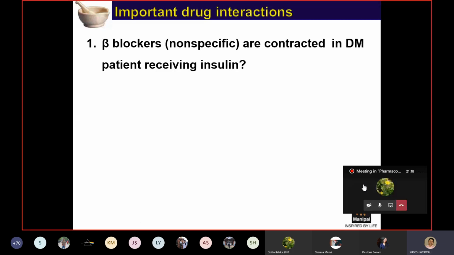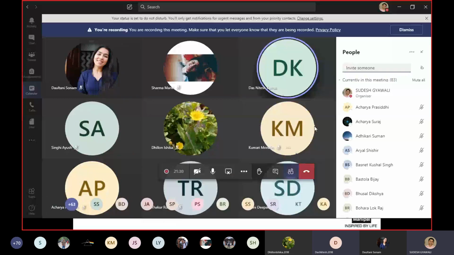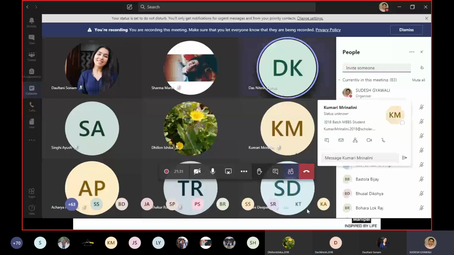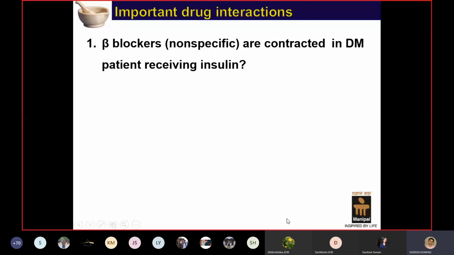Okay, anyone? Can you please answer this question? Masks the hypoglycemic effect. To mask what happens? Prasiddhi. Prasiddhi Acharya, are you there? Yes, sir. Why are non-specific beta blockers contraindicated in diabetes mellitus patient receiving insulin?